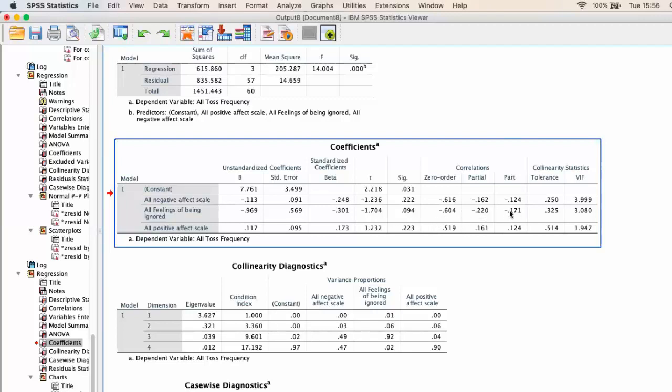The last thing you can mention for this is, once you do find that one that's most significant, you could say something like, more specifically, all feelings of being ignored. For every 1 unit increase in all feelings of being ignored, there was a -0.969 decrease in whatever your outcome measure is. And you could say, while all other factors are being held constant. So that's an important sentence. I have that written out as well, and all the setup for how to write these things out.